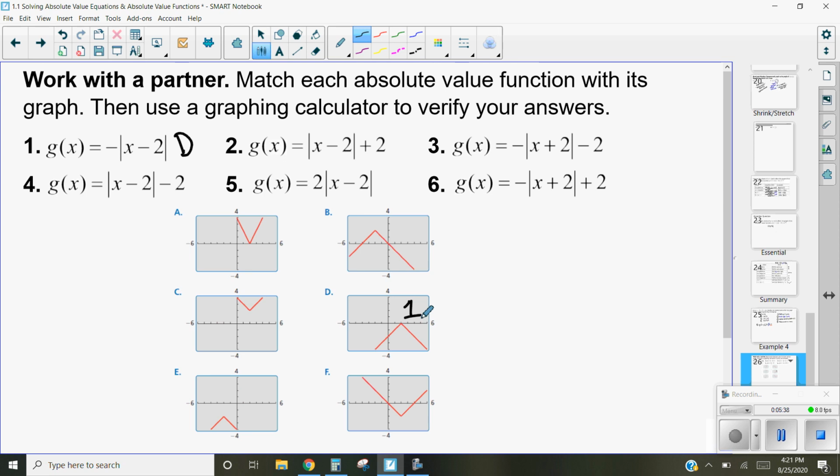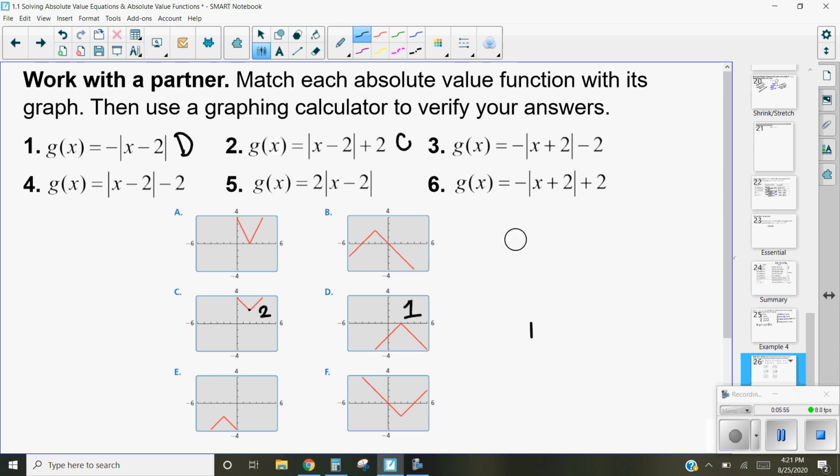2 is going to shift 2 to the right and 2 up. And so we are looking for one that shifts over 2, up 2, and that is going to be C. So this is number 2, because you can see that we've shifted over 2 and up 2 with that function.